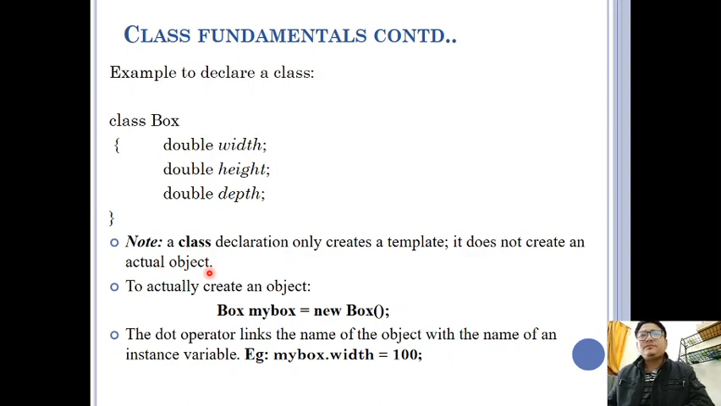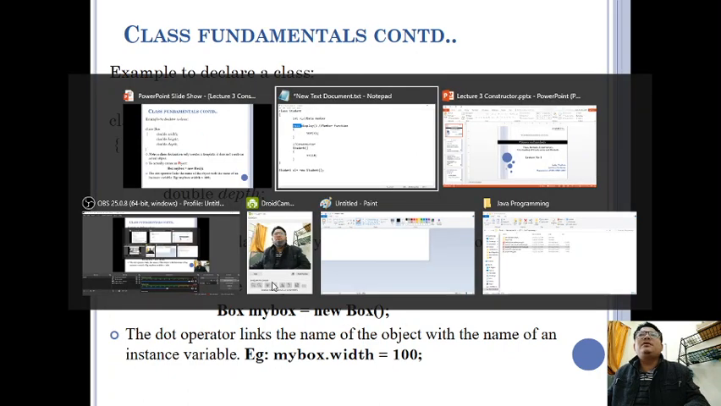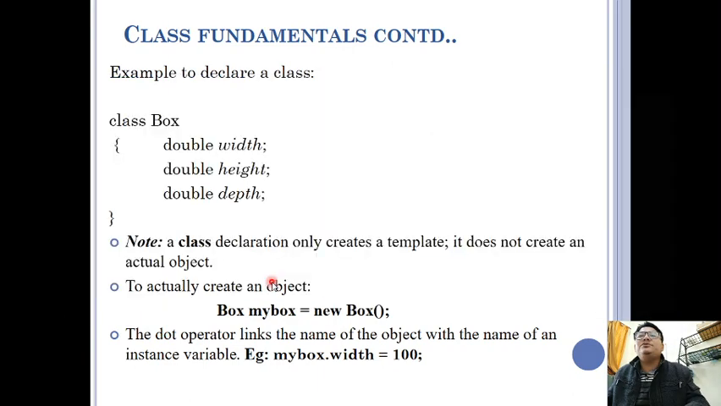We can create an object of this Box class with the help of a particular syntax. The syntax is the name of the class, followed by the name of the object, the equal to symbol, and the new operator. new is a keyword, and then the name of the class with the parentheses. With the help of this, an object is created. Whenever an object is created, memory will be given. I would like to show you a pictorial representation.